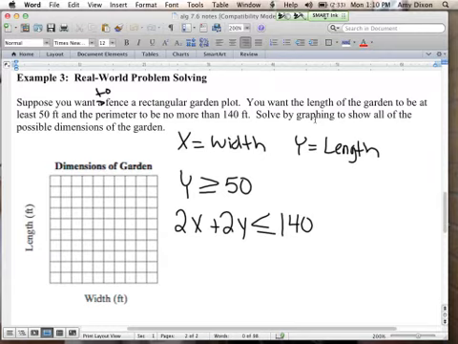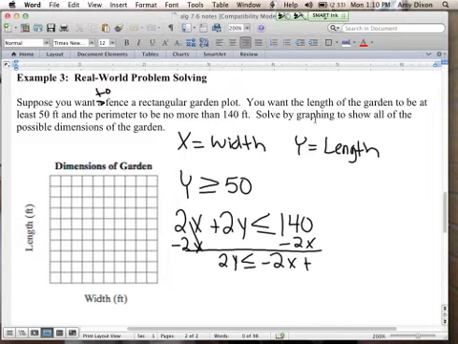All right, let's go ahead and turn this second inequality into slope-intercept form so that we can see what our y-intercept is going to be, so we can tell how we're going to scale our graph. So we want to get y by itself. So we're going to subtract 2x from both sides, and you get 2y is less than or equal to negative 2x plus 140. Divide everything by 2.